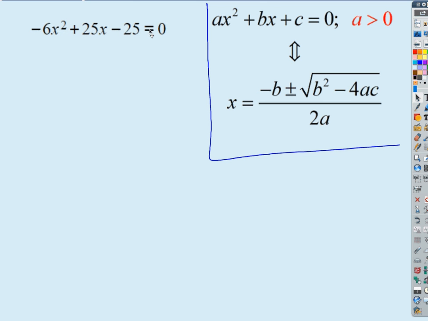Whenever I see that negative out front like that, I know I'm going to distribute a negative, right? And then now it's no big deal. If I distribute the negative, I get positive 6x squared minus 25x plus 25 equals 0, right? And now I can just plug and check it. Plug this into the quadratic formula and go from there.